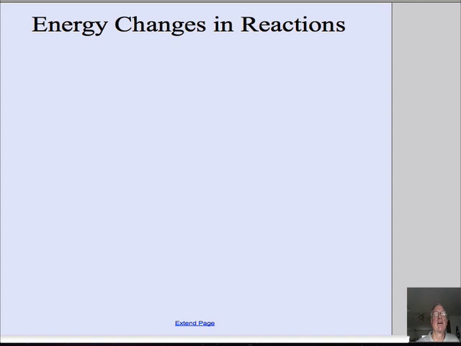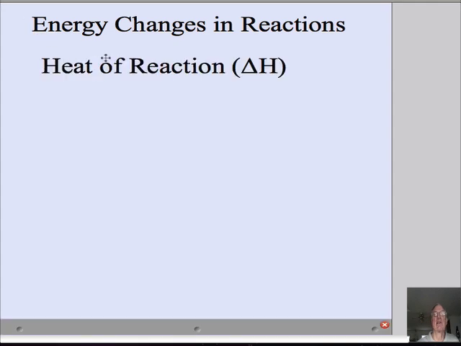So the first concept that we're going to look at is what is called heat of reaction. Now if you would please write anything that shows up on the screen unless I say otherwise. So heat of reaction is defined as the energy that is produced or absorbed during a reaction.